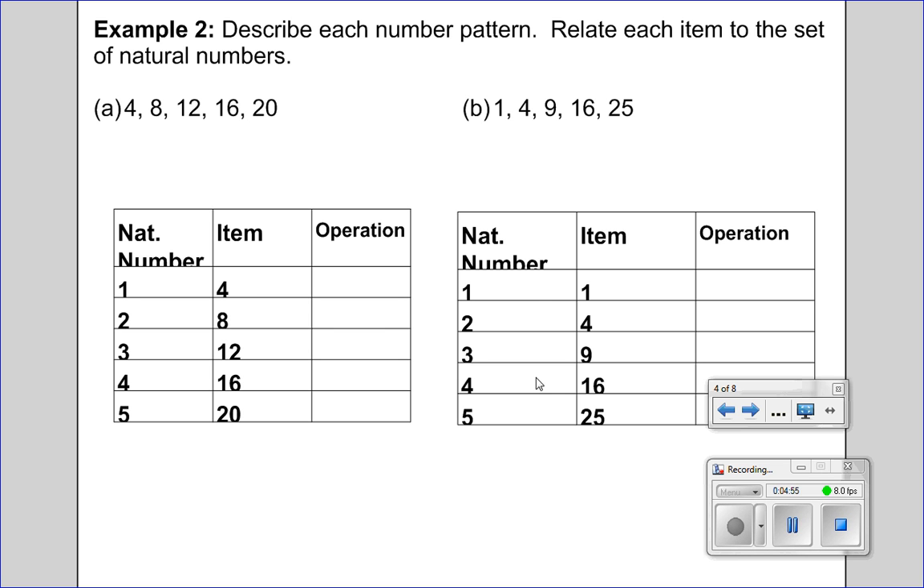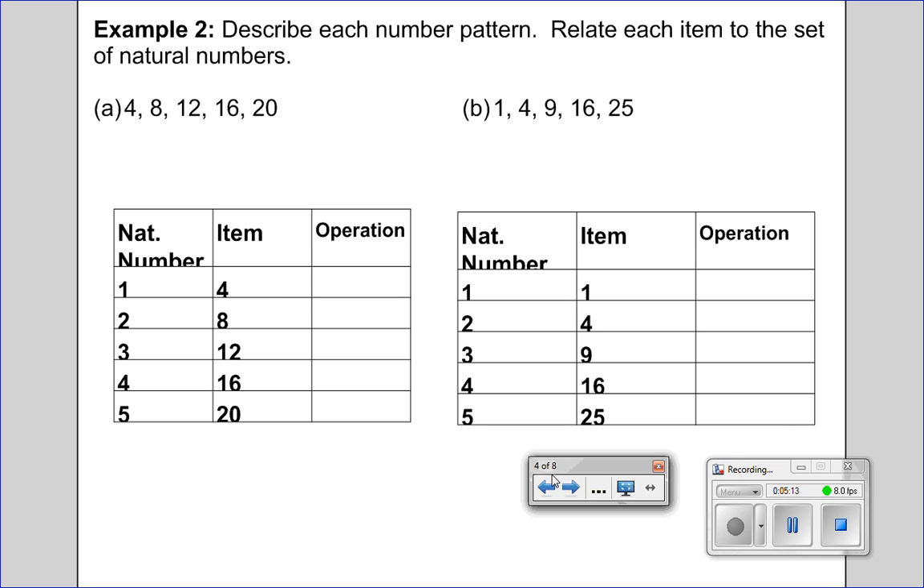This one might be a little bit more of a challenge. But again, you're going to do the same thing. You're going to think, okay, how do we get from the natural number to the item each time? What am I doing? Okay, so put the video on pause so that you can try this out. You'll probably need a separate piece of paper to write down your answers, and we will go over this in tomorrow's class.